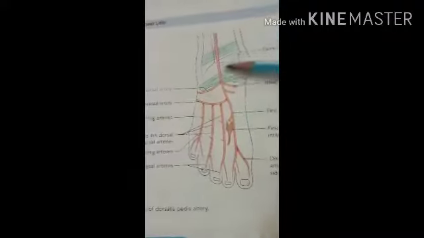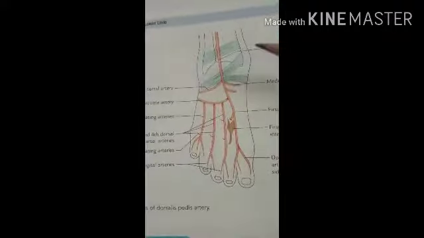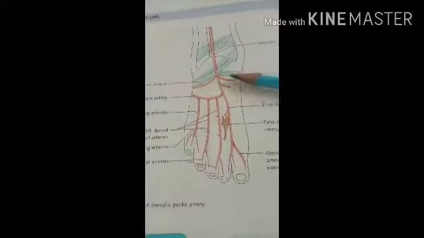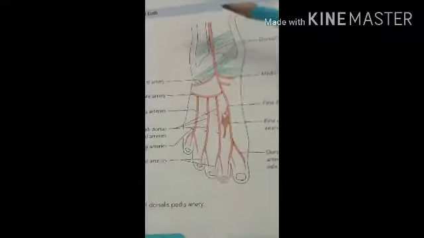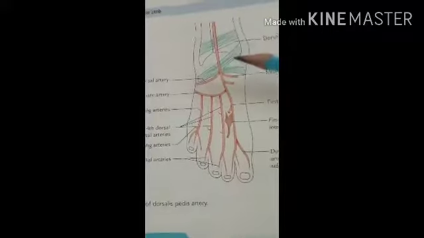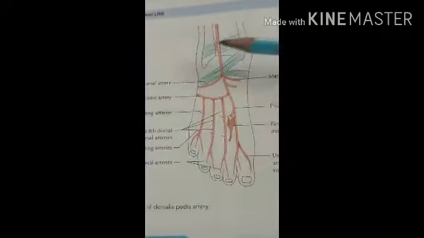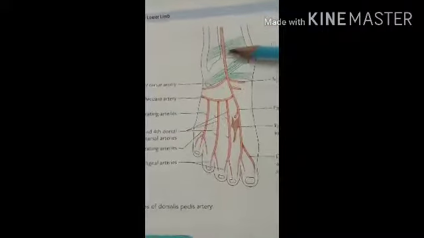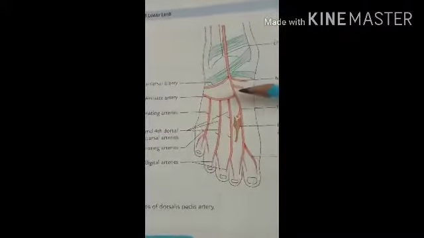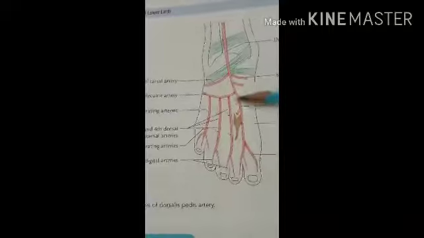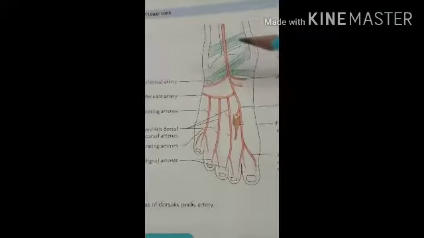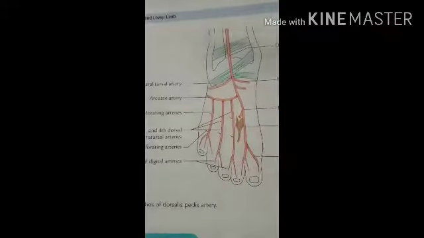So this is the dorsalis pedis artery. It is the chief palpable artery of the dorsum of the foot, and it is commonly palpated in patients with vaso-occlusive disease of the lower limb. It is the continuation of the anterior tibial artery to the dorsum of the foot. So here, the beginning, course and termination.